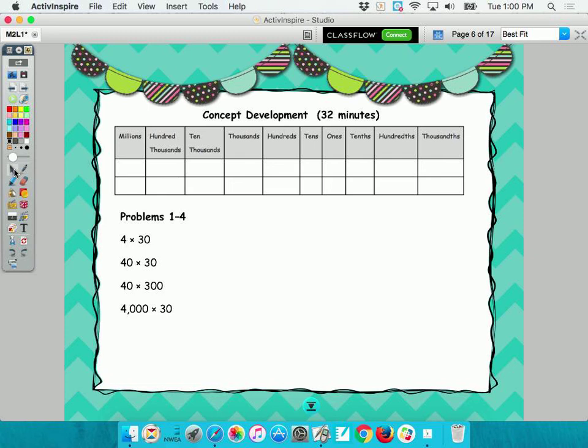Okay, so let's take a look at the first problem. 4 times 30, and I want everyone to write 4 times 30 down on their whiteboard. Yes, you can erase. I'll give you time.